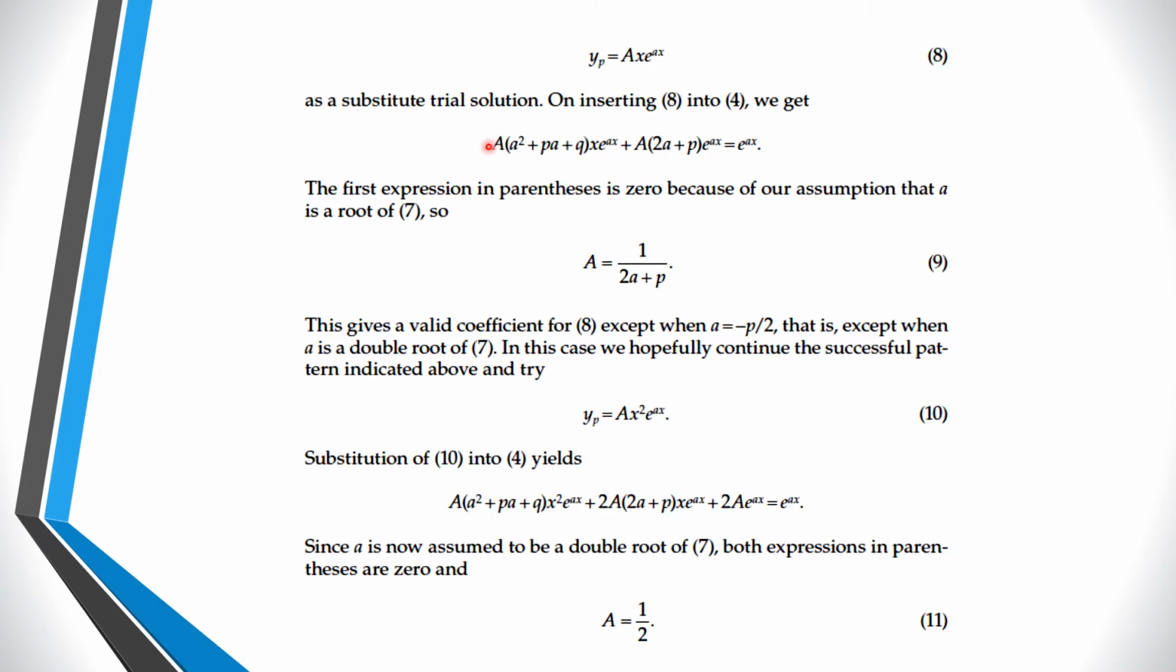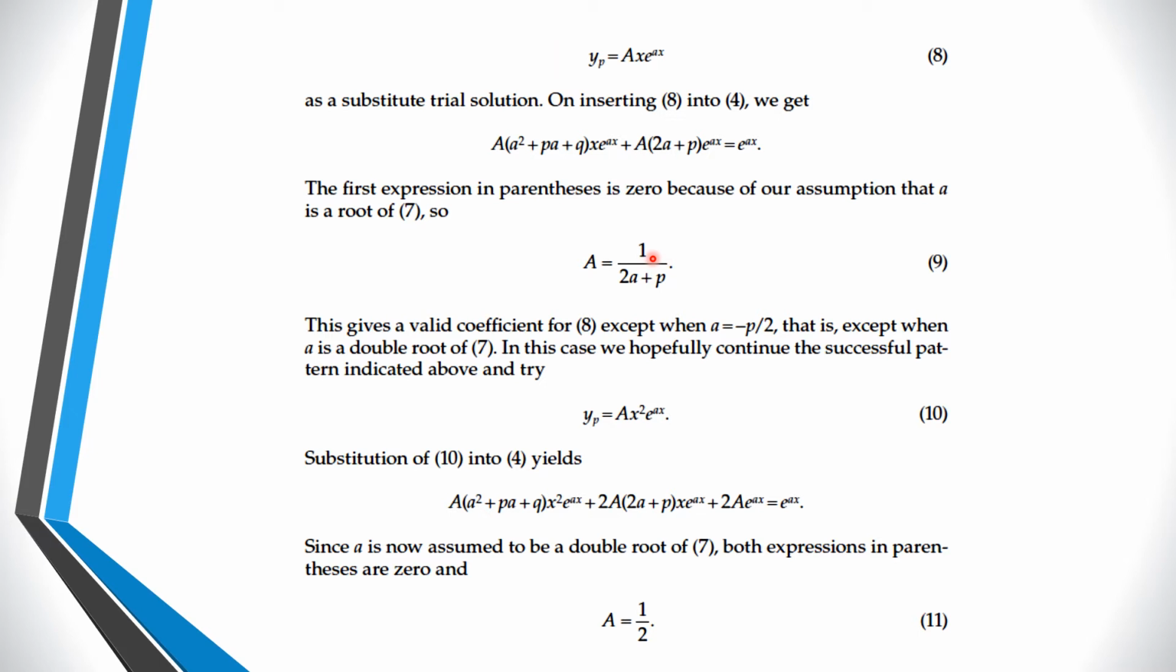Now since a square plus ap plus q is 0, this factor will be 0. We will be left with this side, right? Now we can cancel out e to the power ax from both sides, and we will have capital A equal to 1 over 2a plus p, right? But again, if this 2a plus p is non-zero, then you substitute the value of capital A over here and you will have the particular solution.